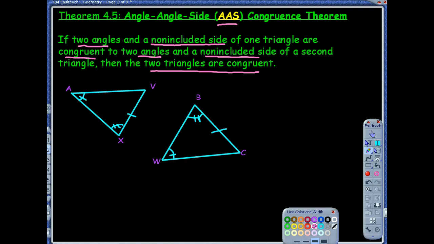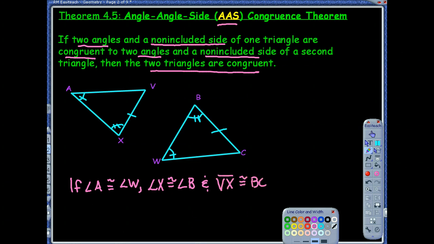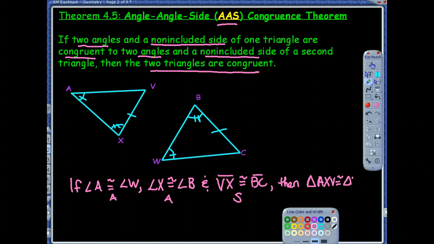I'm seeing that angle A is congruent to angle W because those both have 1 tick mark. And it's not an included side, so I'm going to go to the next angle. Angle X is congruent to angle B. And segment VX is congruent to segment BC. Okay, so yeah, I see it. It's 2 angles, but the side is not the side that's between those 2 angles. It's outside. So this is your angle, angle, side idea. Good. So then we know, let's name it, triangle AXV is congruent to triangle WBC.